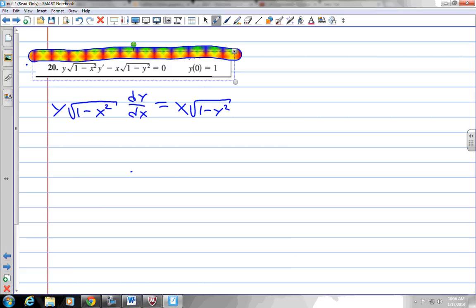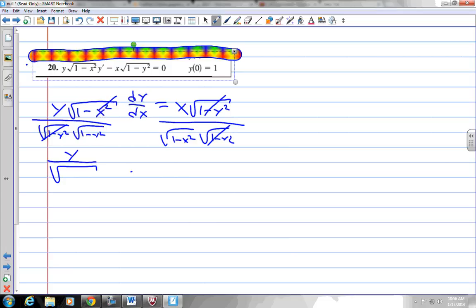Well, how? Just divide both sides by root 1 minus x squared and root 1 minus y squared. So these two cancel, and these two cancel, right? So you have y over the square root of 1 minus y squared, dy over dx, equals x over the square root of 1 minus x squared.